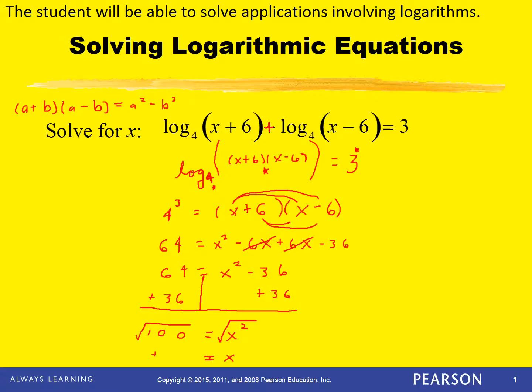X equals plus or minus the square root of 100, which is 10. X equals plus or minus 10. But we can see right off the bat that there's a big problem with negative 10. Negative 10 can't be a solution. You can't put negative 10 in there, because that would give you a negative argument, or input, of a logarithm. And the input of a logarithm must be positive. Now, if you have positive 10, you're okay on that account.